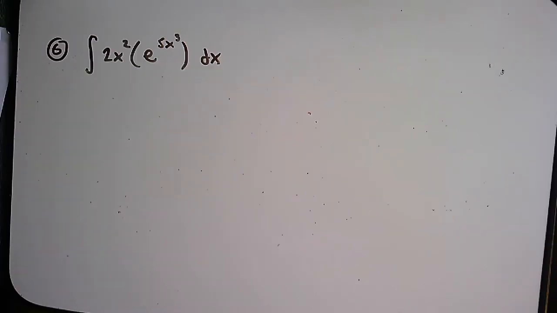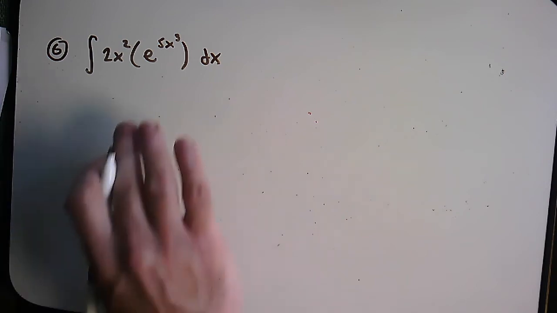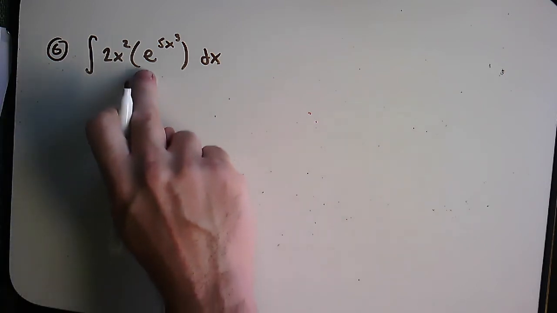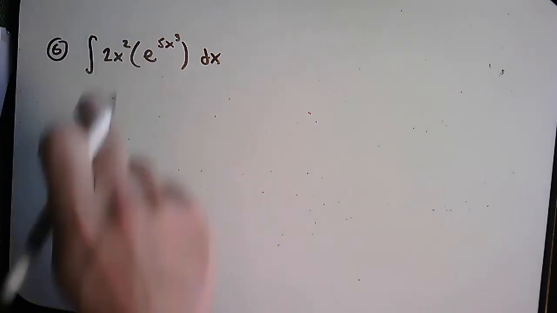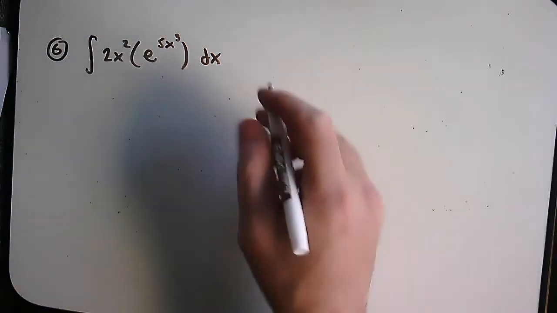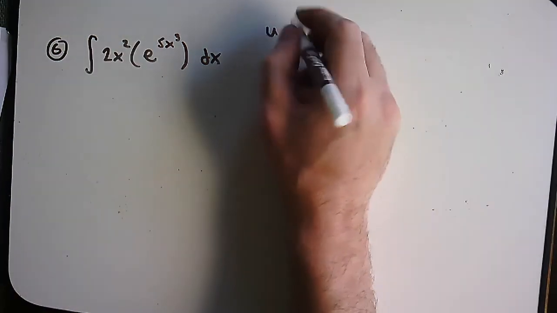Okay, last problem, number 6. Maybe the hardest one. It depends on your perspective. So this one, we have 2x squared times the quantity e to the 5x cubed dx. Okay, well, so we're looking for a function and its derivative. We know that the derivative of some power of x is going to be itself maybe times something else. So looking at e to the 5x cubed, here are some possibilities. Each one of these will actually work.